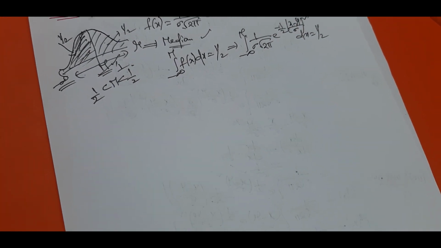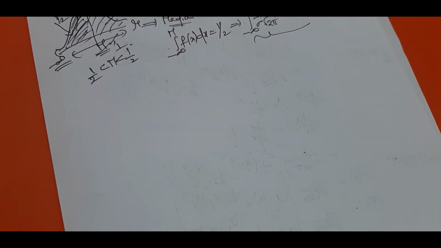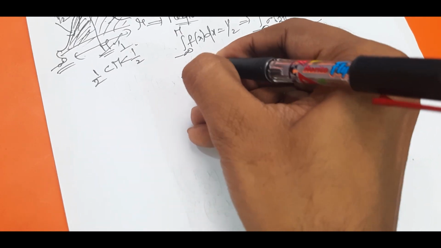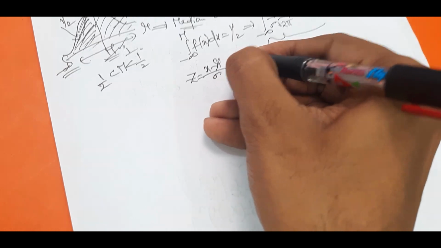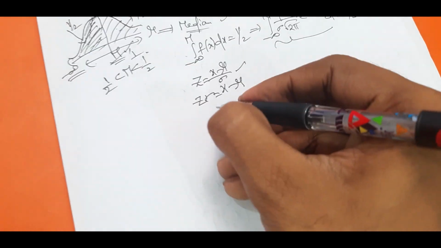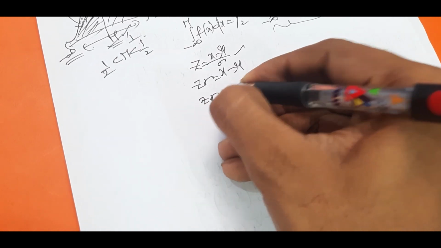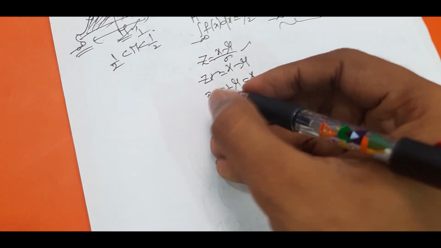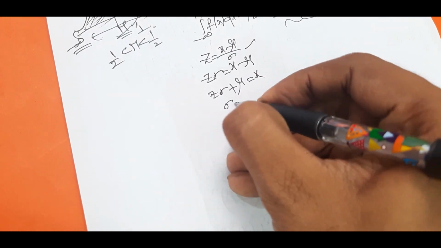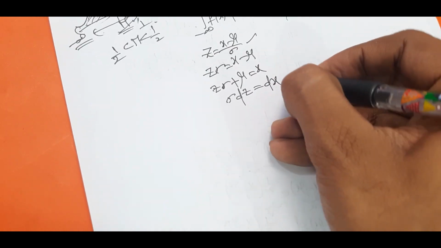Now, from the normal distribution, you already know that z is equal to x minus mu divided by sigma. So z sigma is equal to x minus mu, and z sigma plus mu is equal to x. If you differentiate this, sigma dz is equal to dx.